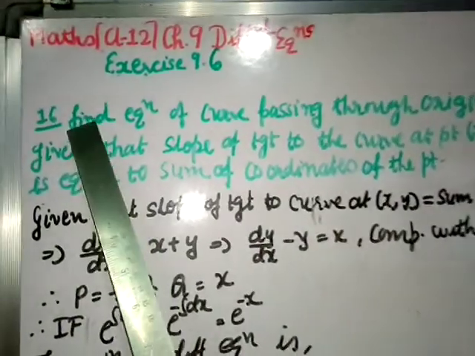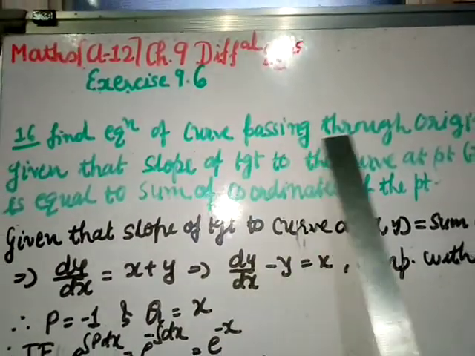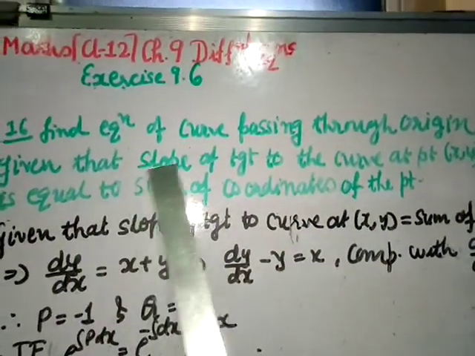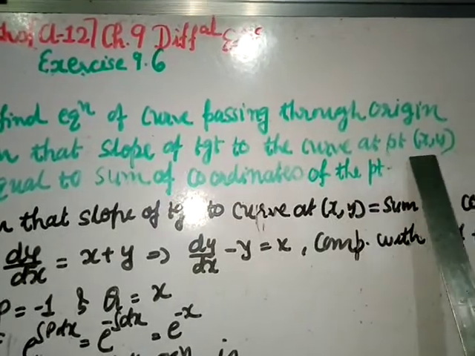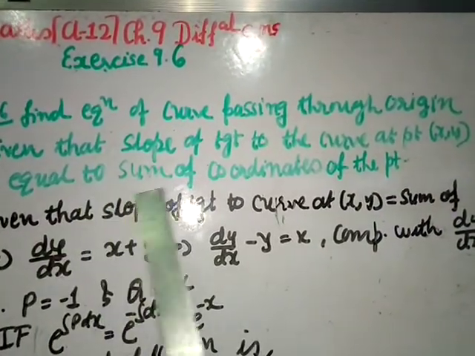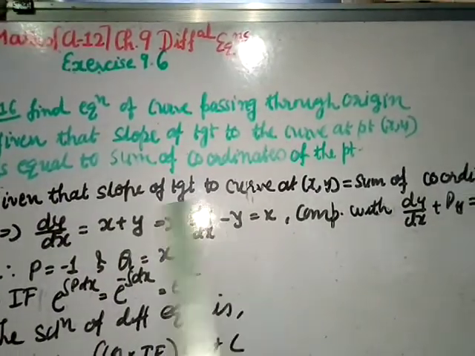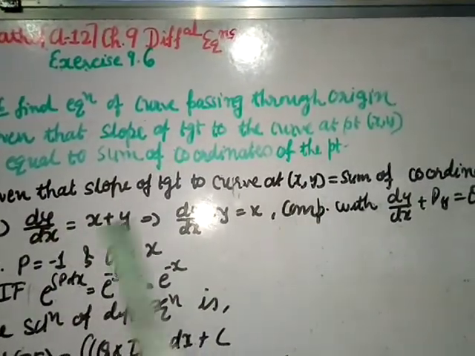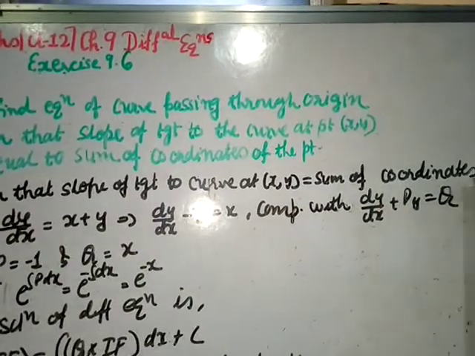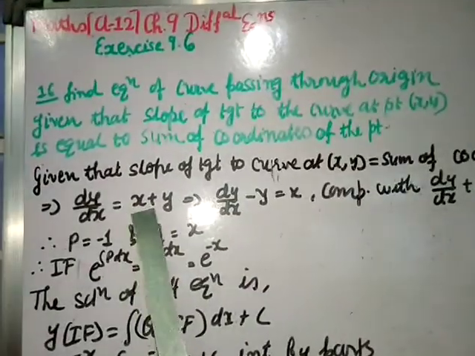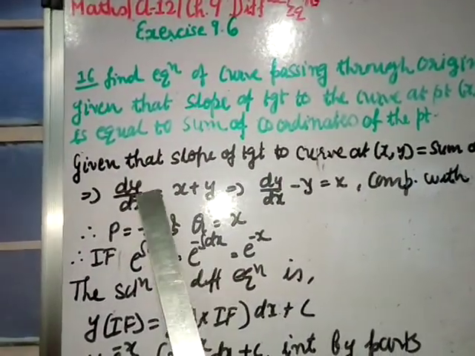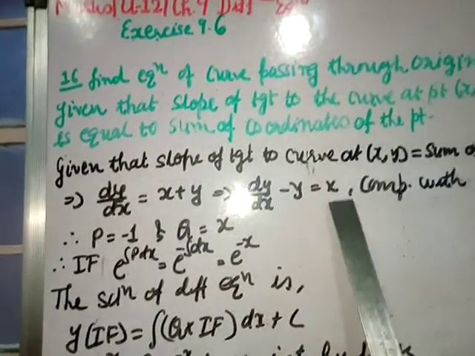Question number 16. Find equation of curve passing through origin given that slope of tangent to the curve at point x, y is equal to sum of coordinates of the point. You are given that the slope of the tangent, that is dy by dx, at point x, y, is equal to sum of the coordinates of the point, that means equal to x plus y. Okay, y you transfer over here, so dy by dx minus y is equal to x.